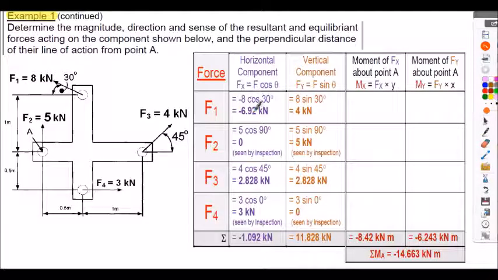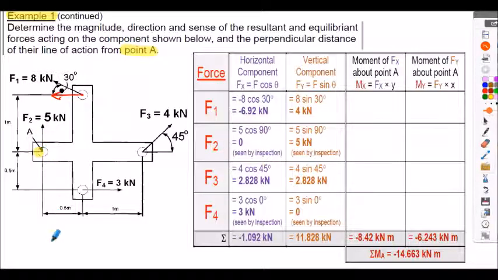So let's consider the horizontal component for F1. That's -6.92 kilonewtons from our table. So there's the point of application for F1, and there's the direction of the horizontal component. Now, in all the questions we're going to consider, we're given in the question where to take moments about. As I said to you previously, you always take moments about a point, and these questions will specify the point. So the point we're considering here is point A, shown here.